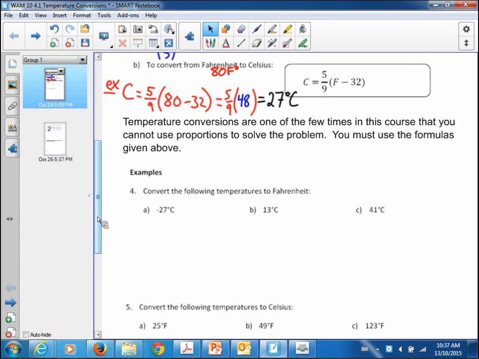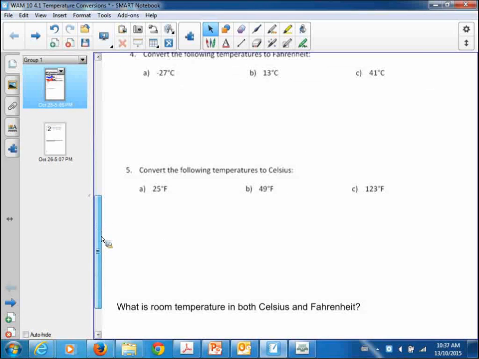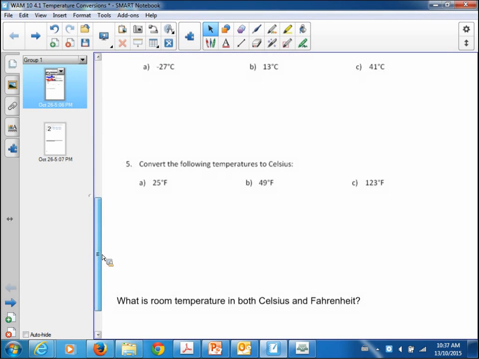Couple warnings here, but this one here, temperature is one of the few times you can't use a fraction equals a fraction, proportions. You have to use those two formulas. I'll be giving them to you. There you go. Now, look at these. You should be able to do 4 and 5 ABCs. It's just using those formulas like we just did.